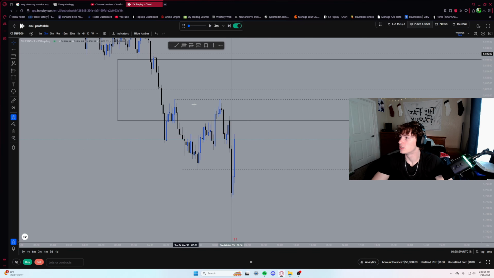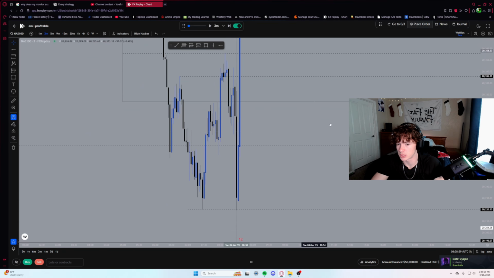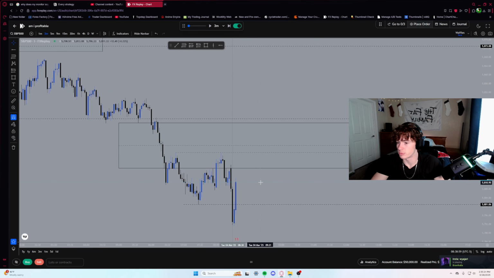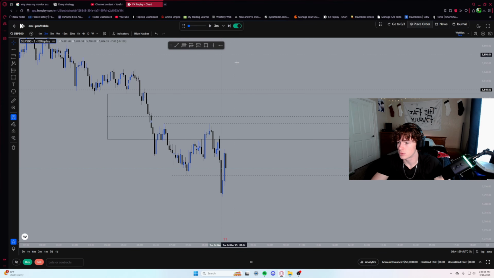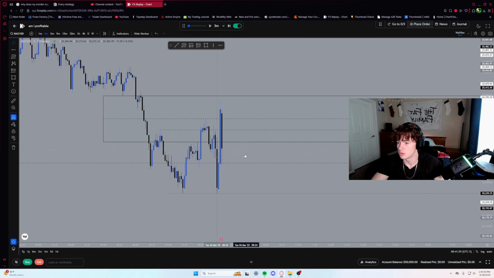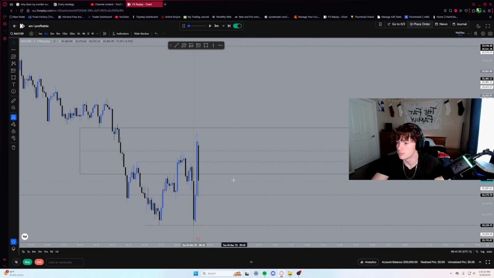Okay, this could very well be an SMT. It looks like we ended up sweeping liquidity. We broke structure to the upside. We're gonna have another bearish SMT here. Let's check out NQ. All right, we have another bearish SMT. Let's look for shorts on NQ.